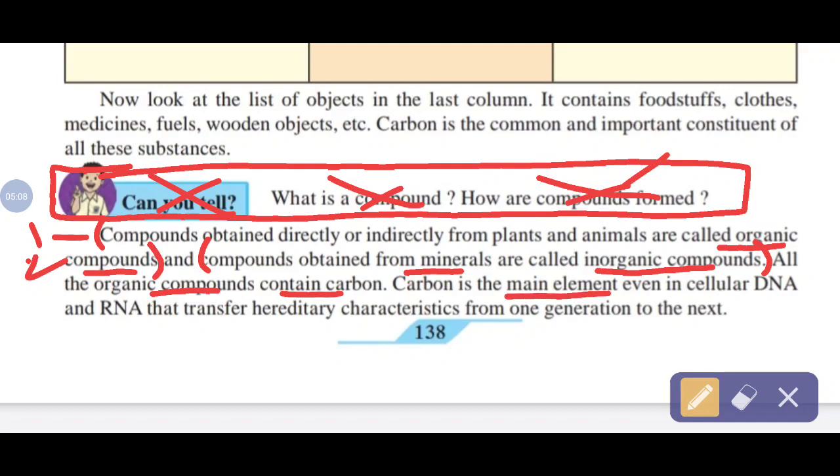Carbon is the main element even in cellular DNA. Find out in science the full form of DNA and RNA. So the basic part of DNA and RNA is also carbon. Means carbon is the main element present in cellular DNA and RNA, and they transfer hereditary characteristics from one generation to the next. Very important basic things are given here. So two basic questions: define organic compounds and inorganic compounds. Next.